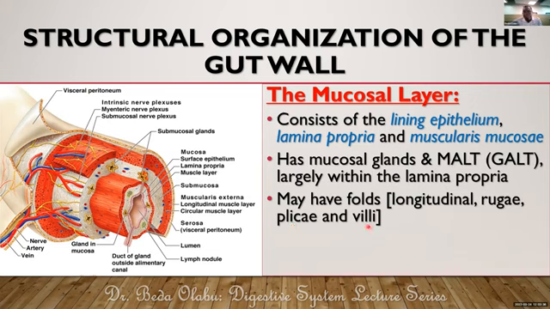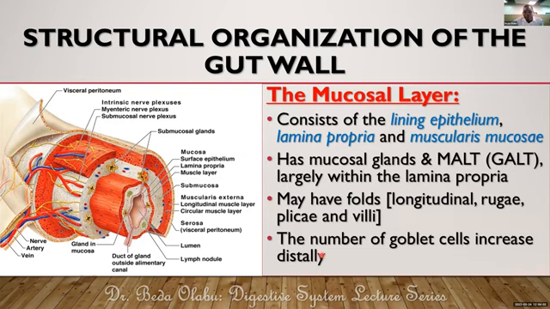Villi are finger-like projections which extend into the lumen of the alimentary canal, very characteristic again of the small bowel villi. They're finger-like projections, increasing the surface area for absorption. So mucosa may have folds.